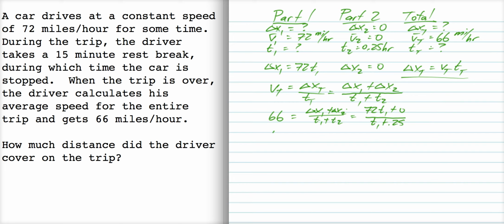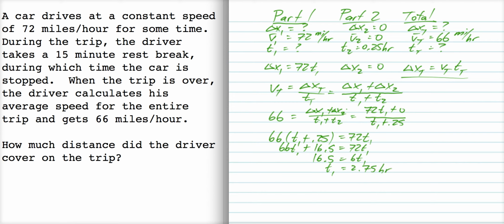I can cross multiply to start to solve this, and that gives me 66t1 plus 16.5. So 16.5 is equal to 6t1, and therefore t1 is 2.75 hours.